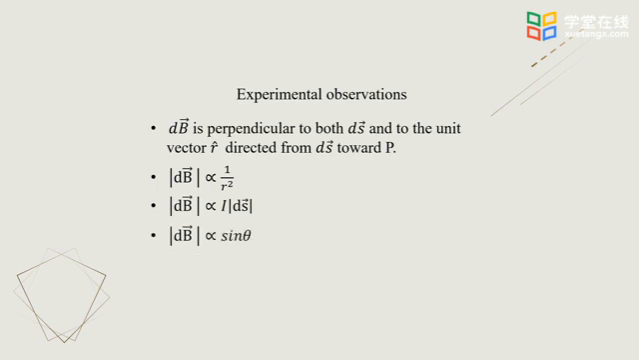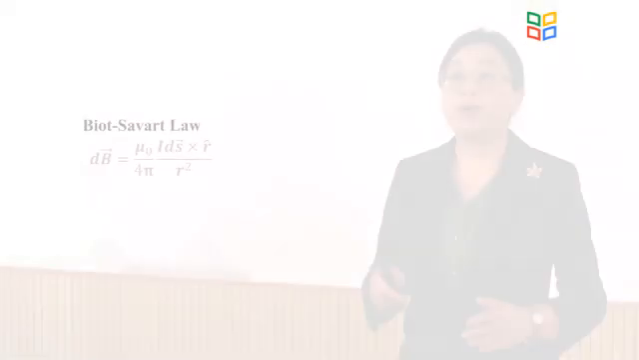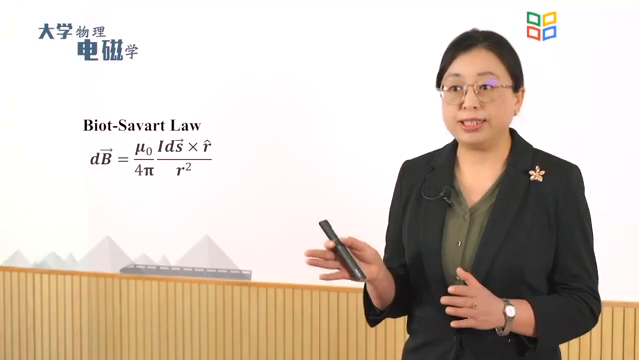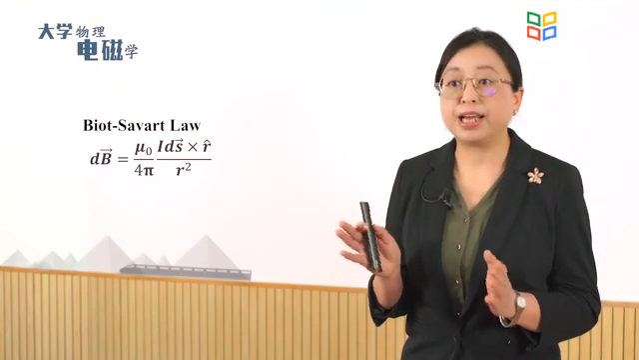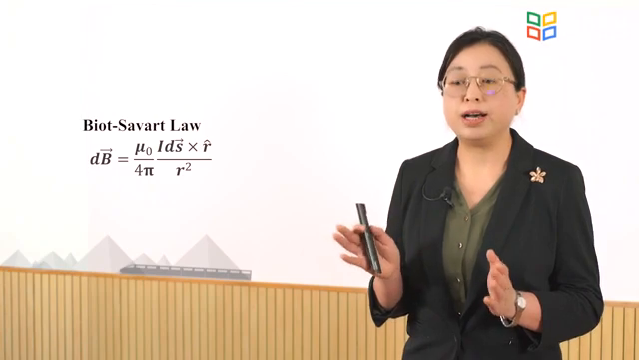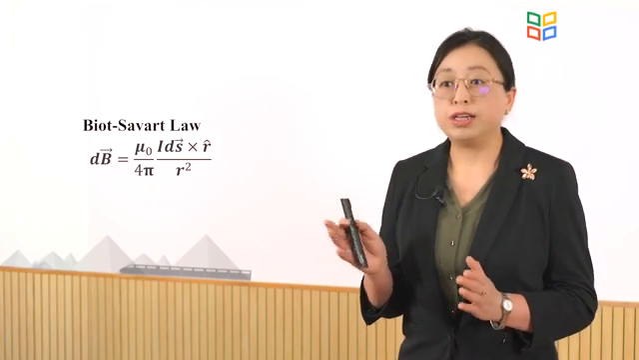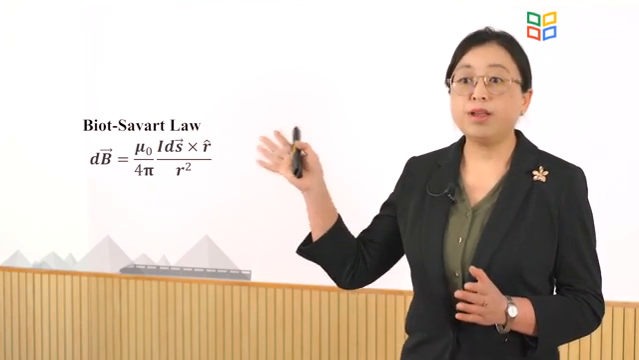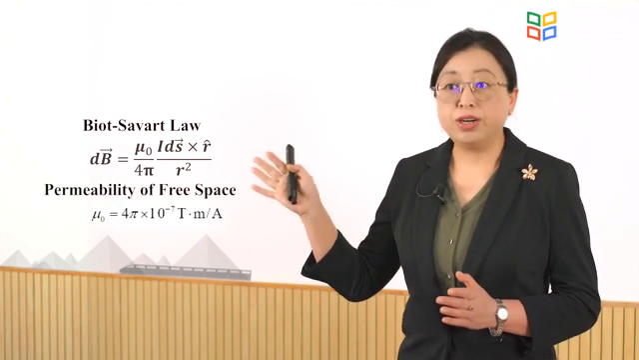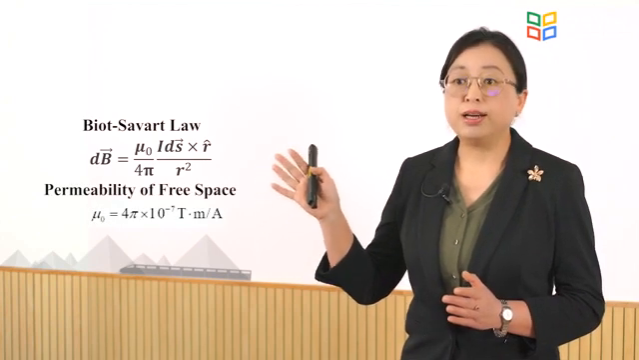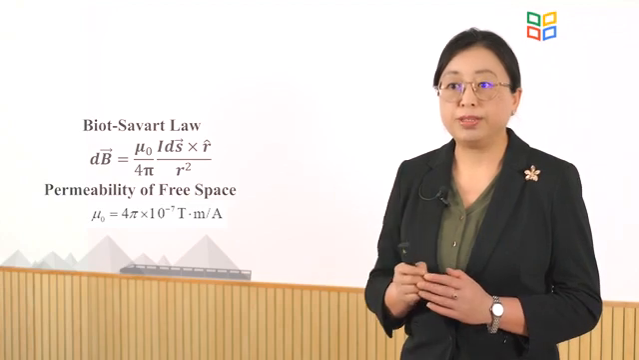Fourth, the magnitude of dB is proportional to sine theta, where theta is the angle between ds and r hat. We could summarize these observations and arrive at the mathematical expression, which is known as the Biot-Savart law, as shown here, where μ0 is a constant called the permeability of free space.